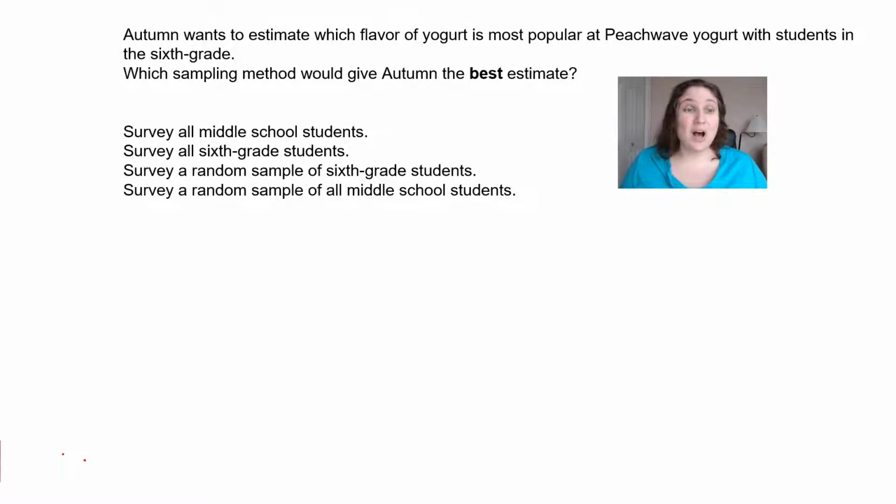We got this. Autumn wants to estimate which flavor of yogurt is most popular at Peach Wave Yogurt with students in the 6th grade. Which sampling method would give Autumn the best estimate?